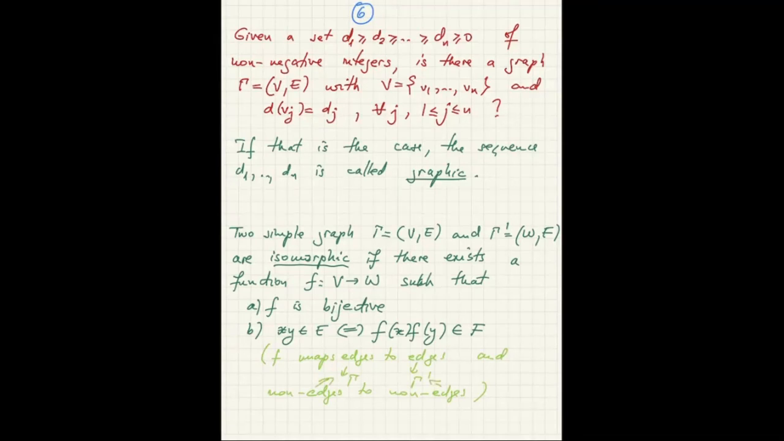Okay. So that's a notion of being isomorphic. And in the case when gamma, so first, such F is called an isomorphism between gamma and gamma prime. Okay, I'll give you an example in just a second.